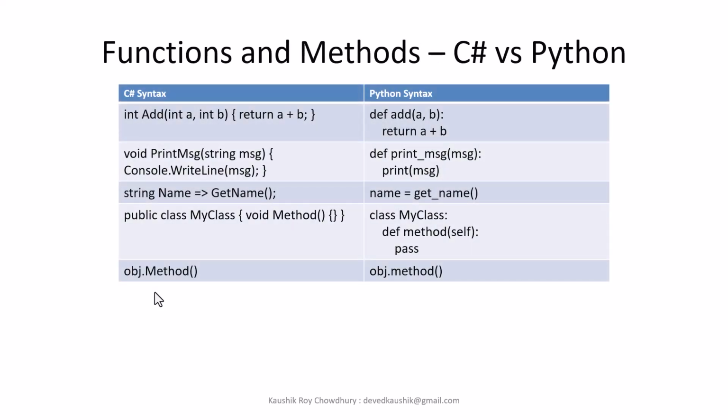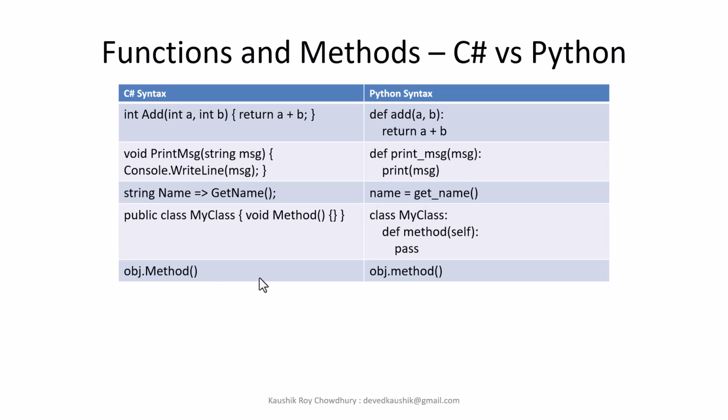Let's see functions and methods. Defining a function in Python uses the def keyword, as you are now aware. There is no need to specify return types or access modifiers. So Python functions are inherently public and dynamic. If you are used to void in C#, just remember that a Python function without a return simply returns None. Here it returns a plus b, but if there is no return statement, it doesn't return anything. So there is no void, unlike in C#.